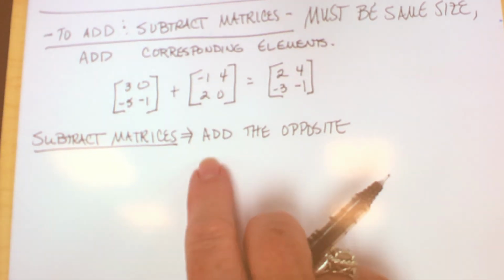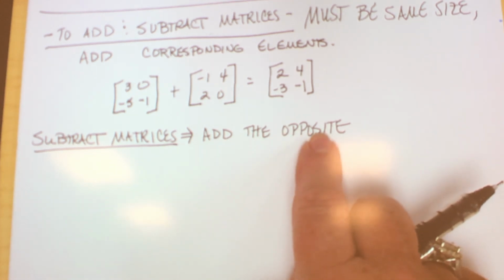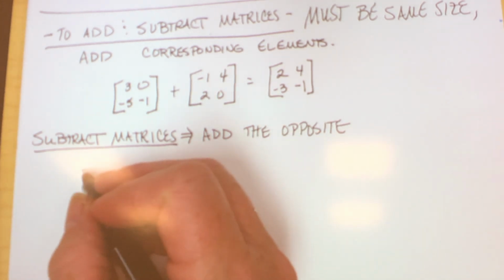So right now, some people are going, oh, I know what we're going to do. We're going to change that subtraction sign to an add sign, and change the signs of all the members of the matrix. That's exactly right.